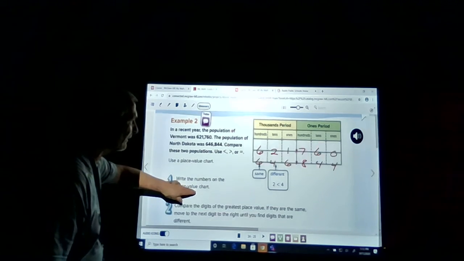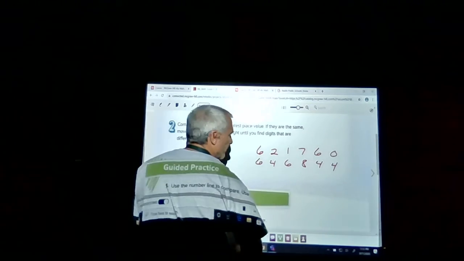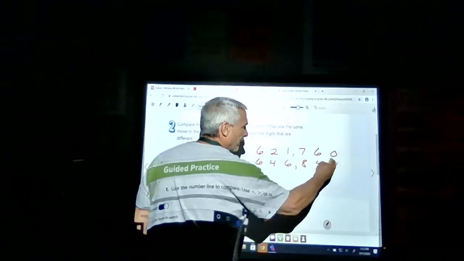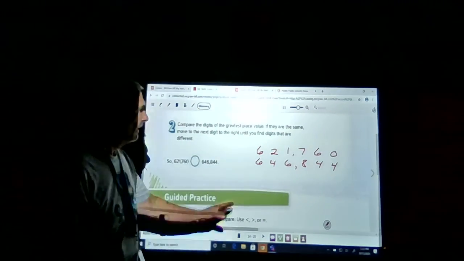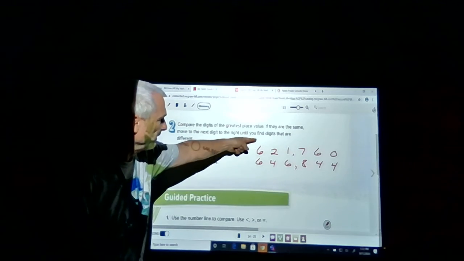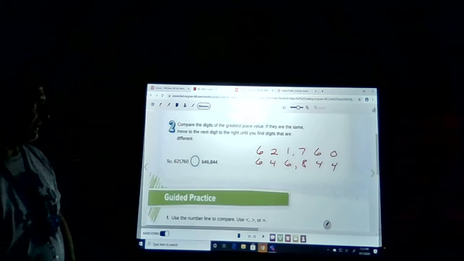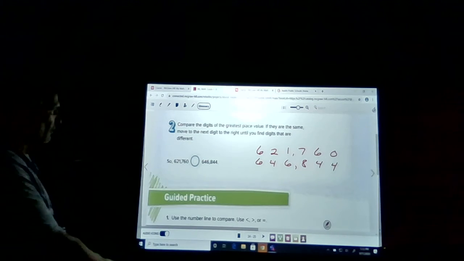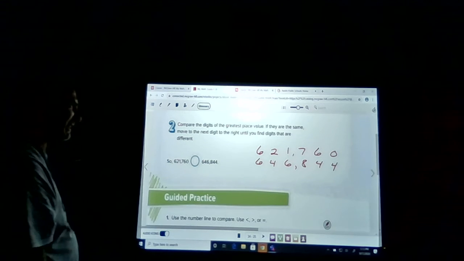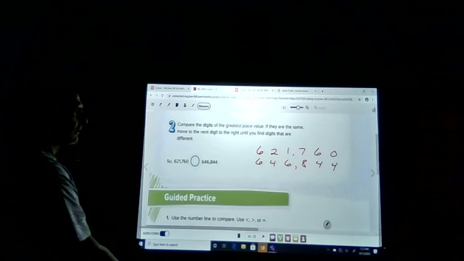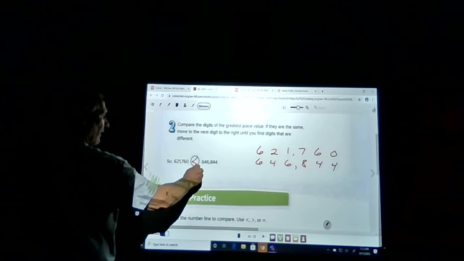I'm going to slide this down so that you guys can see. You actually can write this on a piece of paper as long as you line up the 1s, the 10s, the 100s, each digit lined up, and we'll compare. The 6 in the 100,000s is the same. Here's the 2, the 4 and the 2. The 2 in the 10,000s place is smaller. So 621,760 is less, is smaller. That 2 is smaller than the 4, and it points to the left.